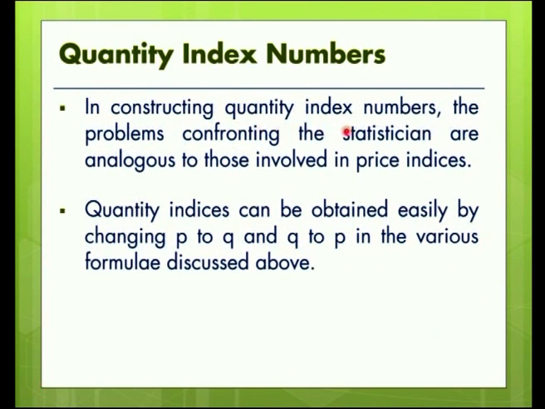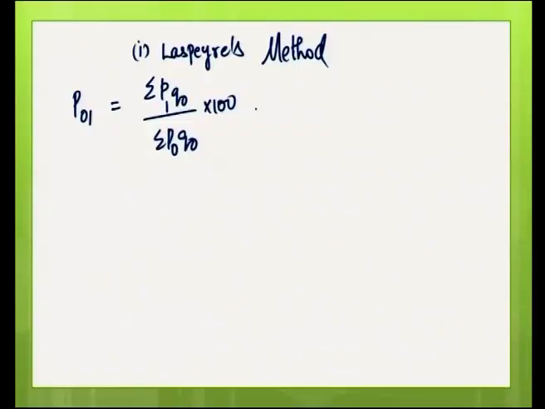In constructing quantity index numbers, the problems confronting the statistician are analogous to those involved in price indices. That is, whatever the formula we have studied in computing the price index numbers, just reverse the role of price and quantity. So, for example, if the Laspeyres method formula is summation P1 Q0 by summation P0 Q0, then you have to reverse the role of price and quantity. So, the Laspeyres quantity index number formula becomes summation Q1 P0 by summation Q0 P0. So, just have to reverse the role of P and Q.